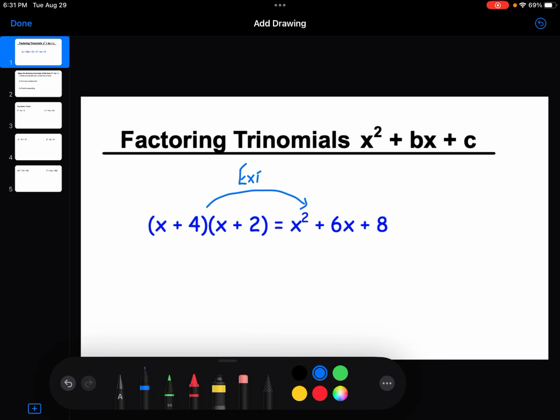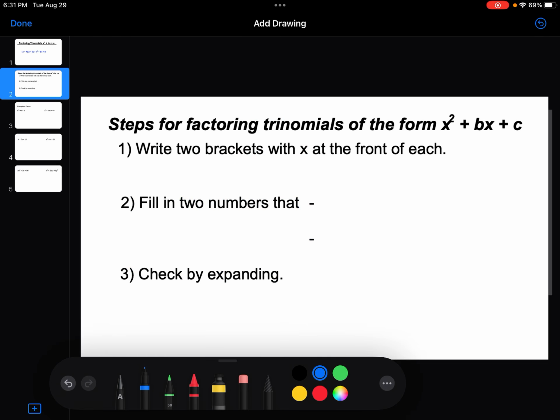So again, when we're going from left to right here, we've expanded. This is expanding two binomials, and it becomes a trinomial. When we go back the other way, we're factoring, and we're going to have our trinomial turning into two binomials. So when we're looking at this, it's actually quite easy to do. It just takes some simple algebra.